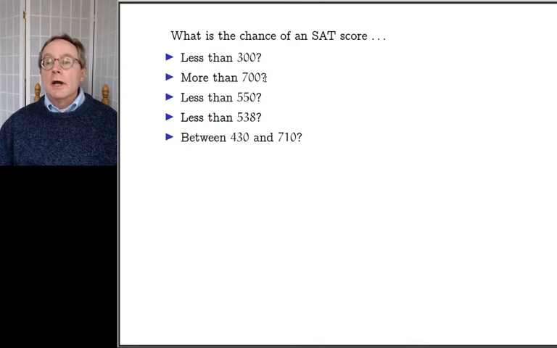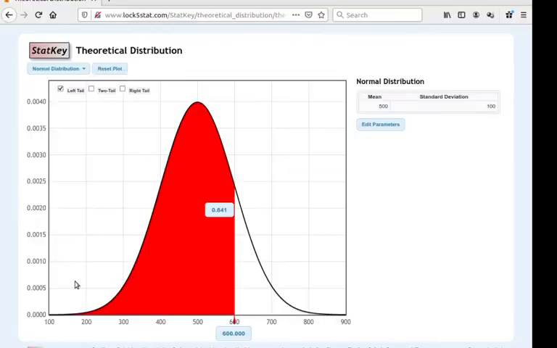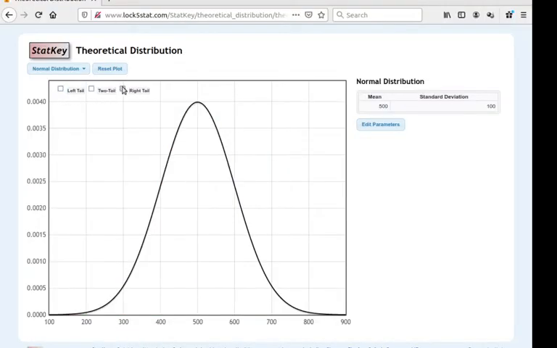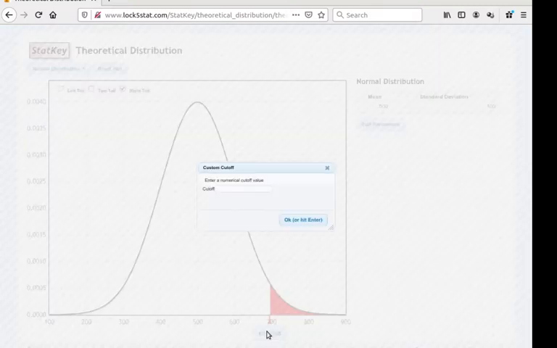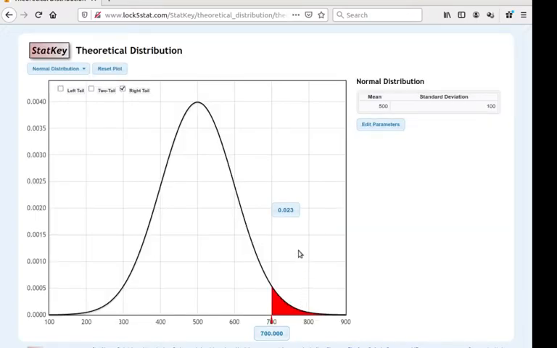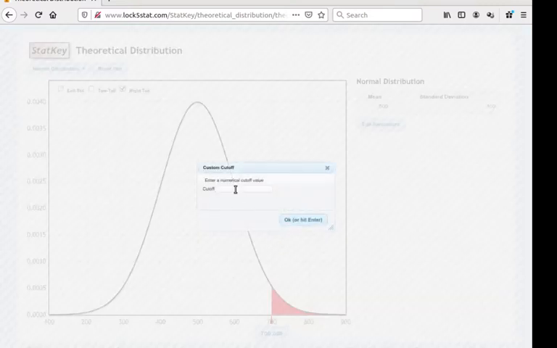How about if I say more than 700? Okay, so bring up StatKey, and I'll say more than 700. So more than calls for a right tail, and I'll enter 700 down there. 700, and I find that a little more than 2% of people get above 700 on a Math SAT. So not all that many. What is it for 800? I didn't ask that question, but what is it for 800? 800.